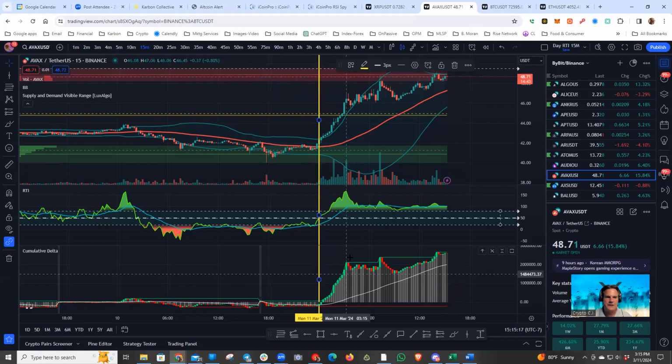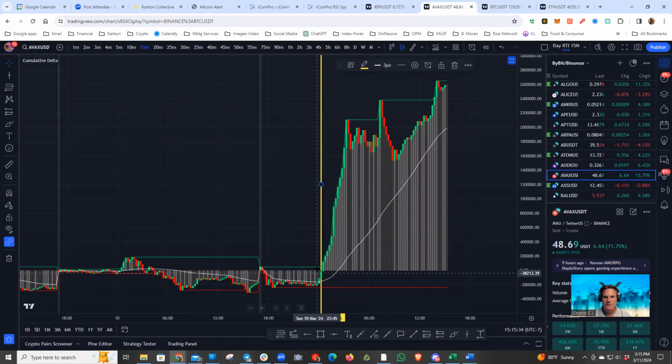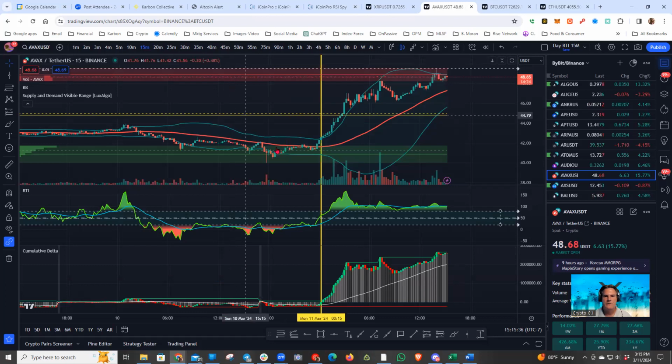And then we use the cumulative delta indicator for confirmation on those trend-based trades. And we didn't really have that until this big green candle here. So I might have waited maybe one more candle, gotten in on this one to get that confirmation. And then it takes off.